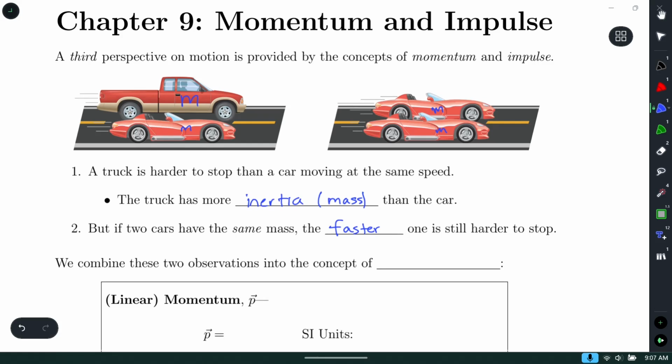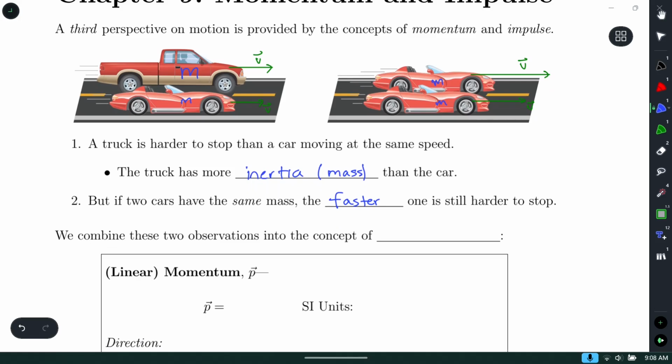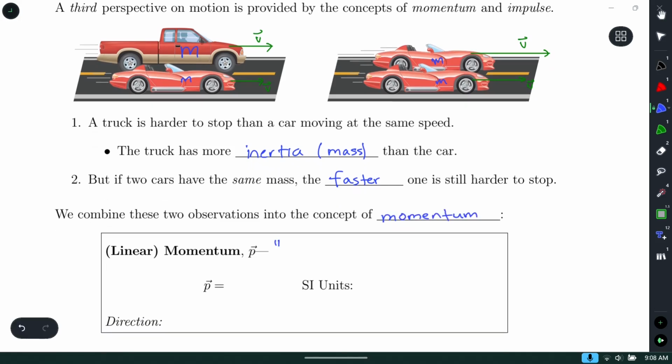So, if we have two going at the same velocity, but one has a bigger mass, the bigger mass is worse. If we have the same mass, but different velocities, the bigger velocity is worse. So we put that together into a single measure of how hard it would be to stop this object, and that's momentum. It's not just inertia, it's inertia in motion. In order to have momentum, you must be moving. It is mass times velocity.